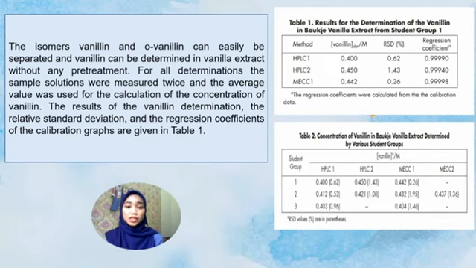For all determinations, the sample solutions were measured twice, and the average value was used to calculate the concentrations of vanillin. Table 1 shows the result of vanillin determination, the relative standard deviation and the regression coefficient, while Table 2 shows the concentrations of vanillin in vanilla extract determined by various students with the separation techniques HPLC and MECC.